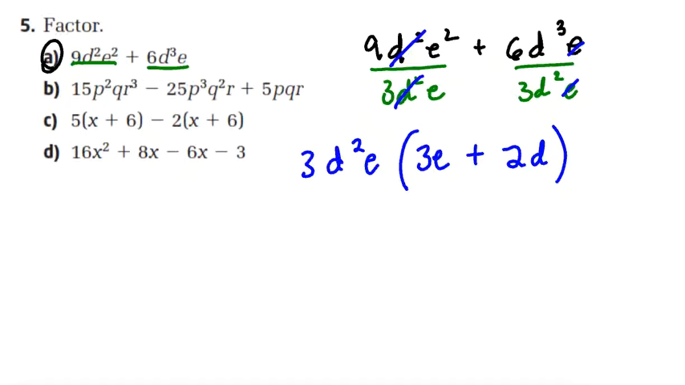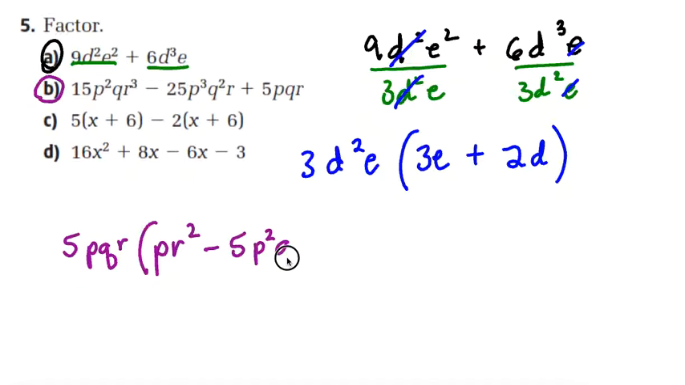If we take a look at B, each piece is divisible by 5. And each piece has a P, a Q, and an R. And that's the greatest common factor. So I'm going to take 5PQR out. And I can rewrite this piece as P, R squared, minus 5P squared Q plus 1.